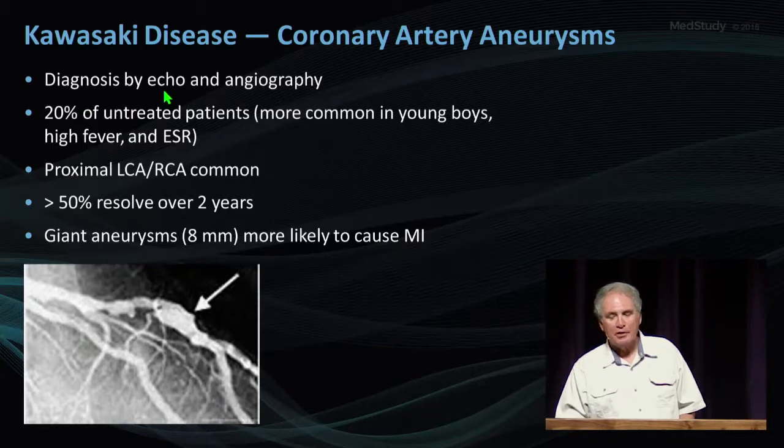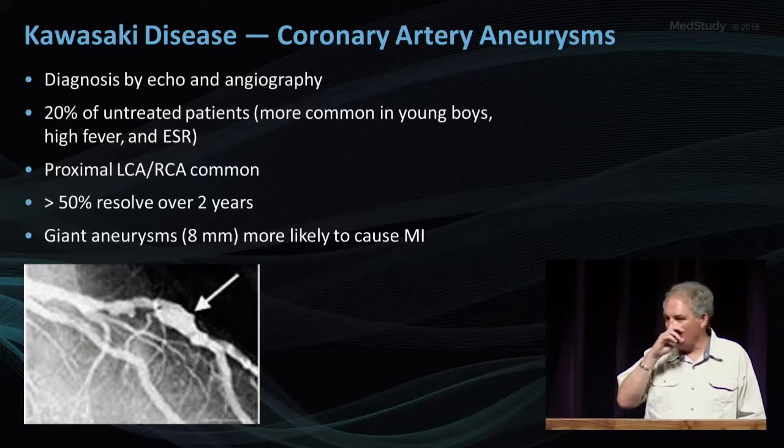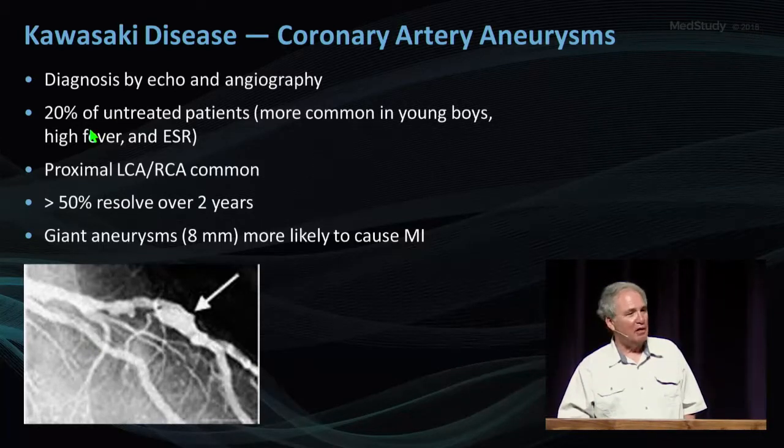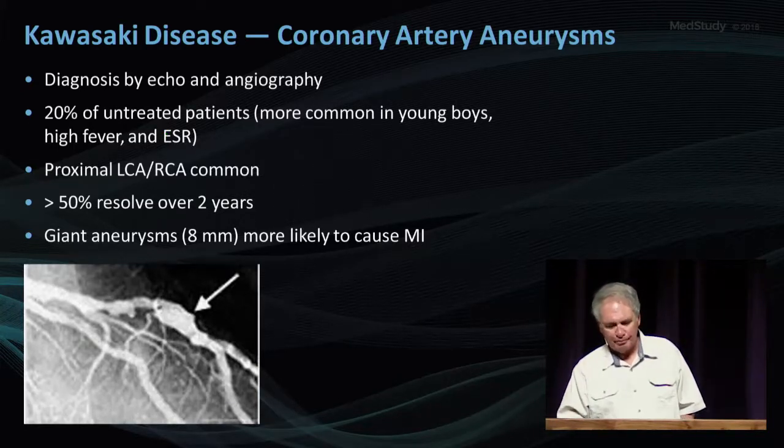We can diagnose these by echo, or if we have to, angiography. And in the days before we knew how to treat or prevent the occurrence of these coronary artery aneurysms, we used to see these in 20% of untreated patients. More commonly in young boys, and those young boys with the highest fevers and the elevated SED rates. Proximal left and right coronary artery aneurysms are the most common type. They can be seen usually nicely by echo.